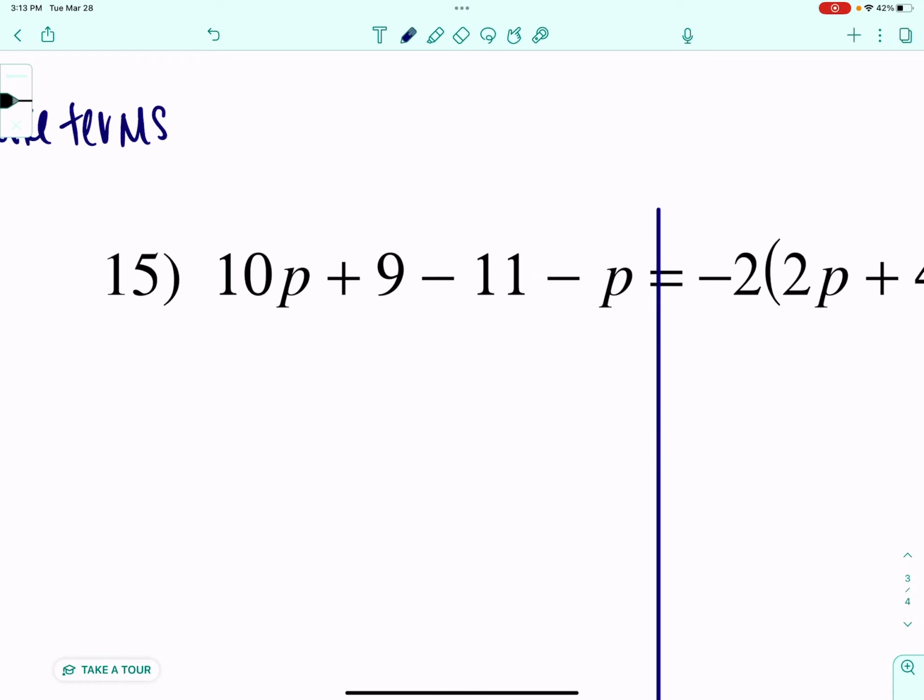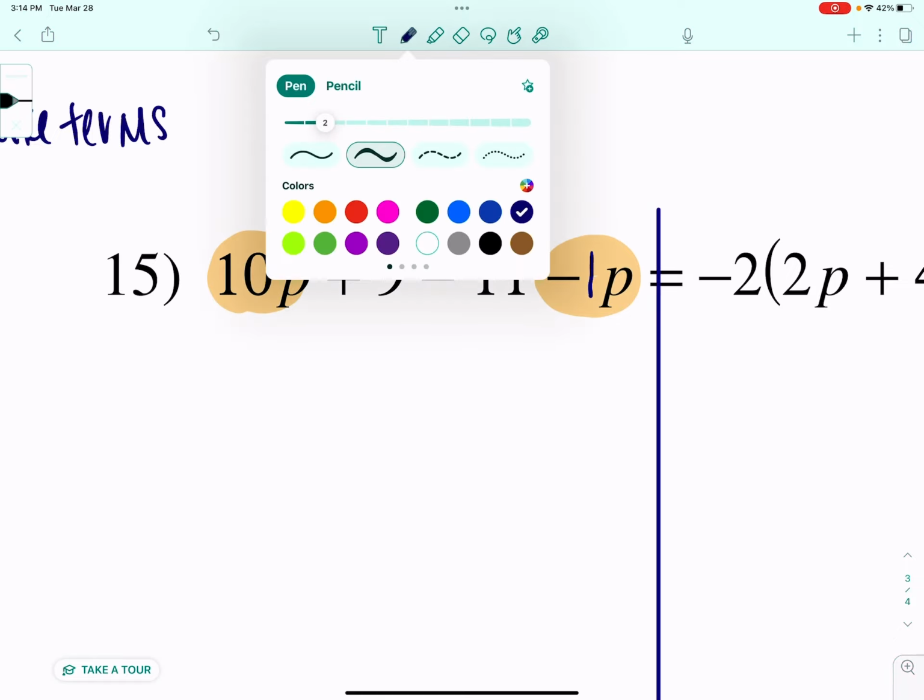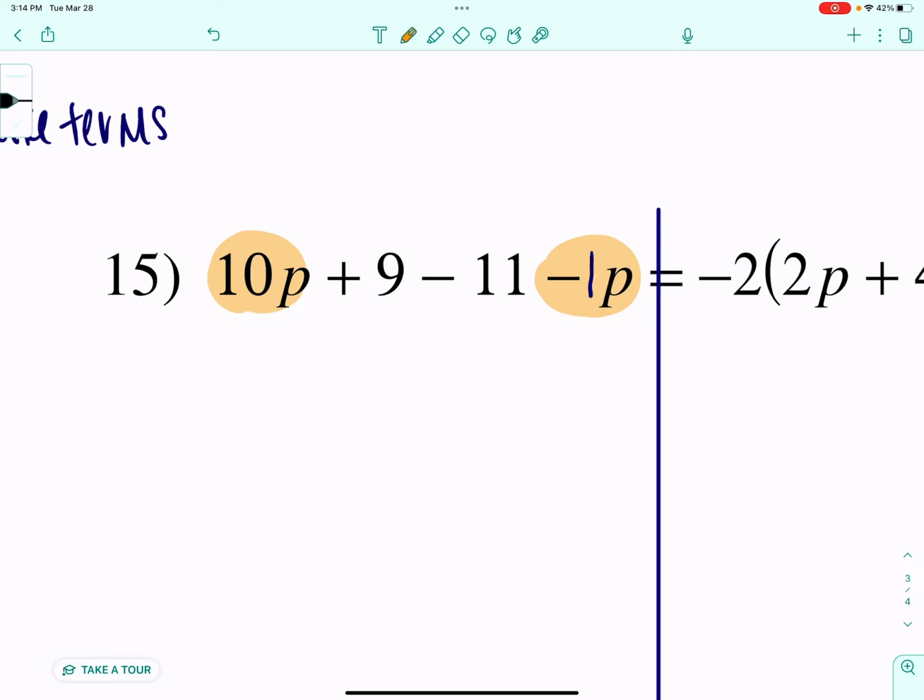And I'm going to start over here on the left. I have a 10p and a negative p. Remember, if there's not a number or a constant or a coefficient in front of a variable, it's really a 1, and we were just too lazy to write it there. So I need to combine those two terms. I would have 10p minus 1p. That leaves me with 9 p's.